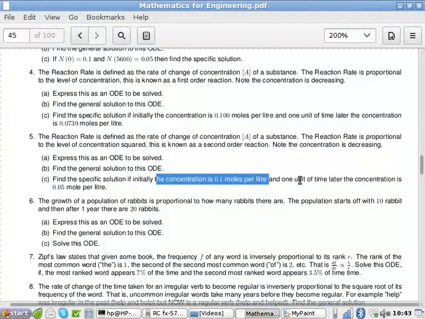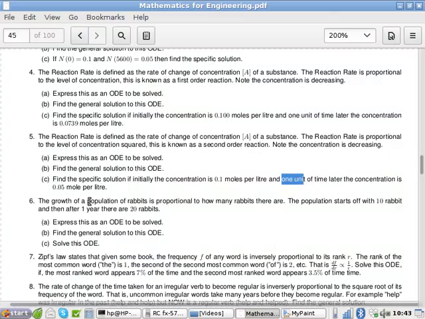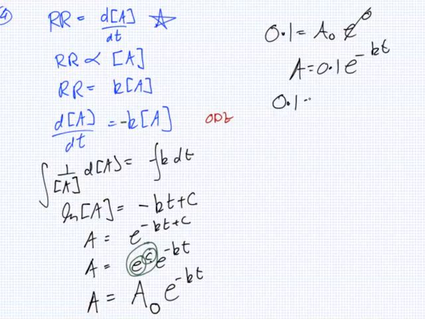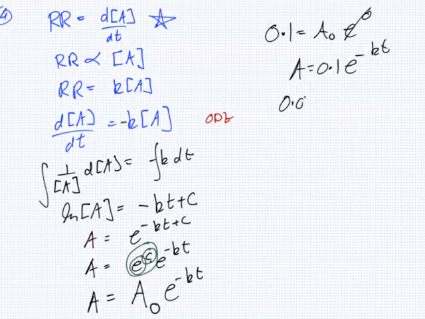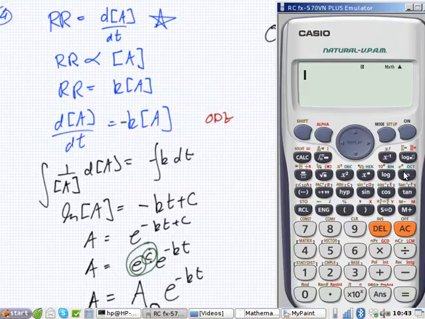And I also tell you, 1 unit of time later, the concentration is 0.05. So when the time is 1, I have this equation now. So I have 0.05 over 0.1 equals E to the minus K. So I have log 0.05 over 0.10, that's equal to minus K. So K equals 0.69, I think.